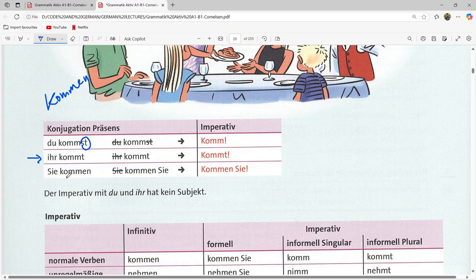Similarly, for the formal you case, the verb remains the same, but the Sie is at the end. Okay, so again recap. If it is du, then we remove the st and just write this. Also du is removed. For ihr, ihr is removed. For the Sie form, the Sie is at the back.